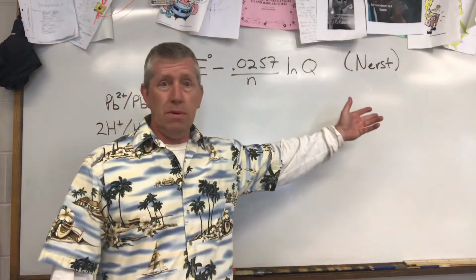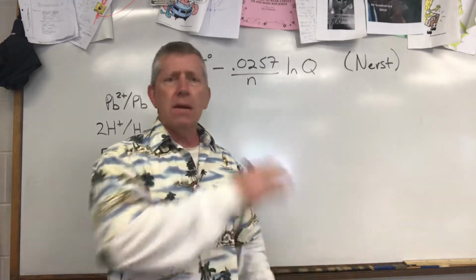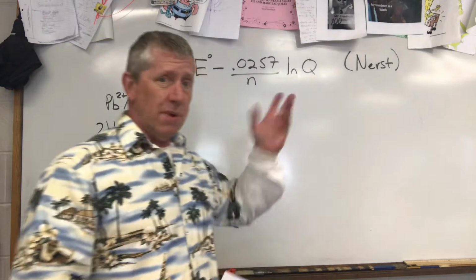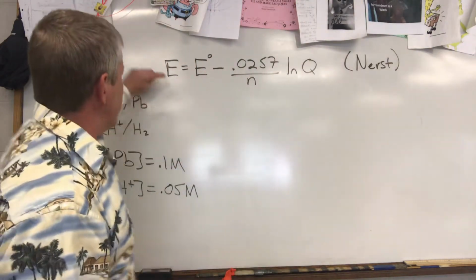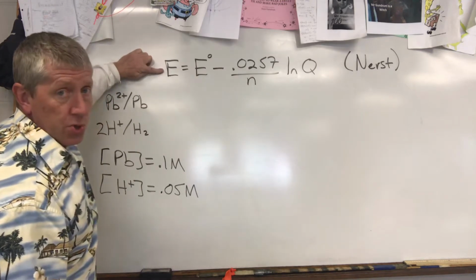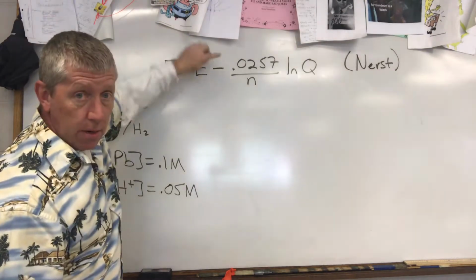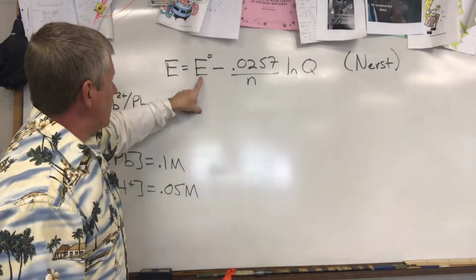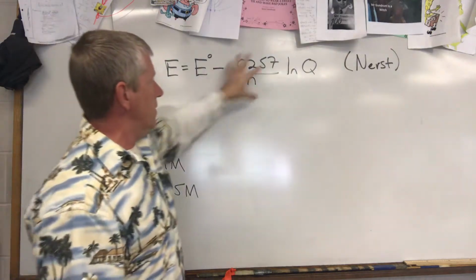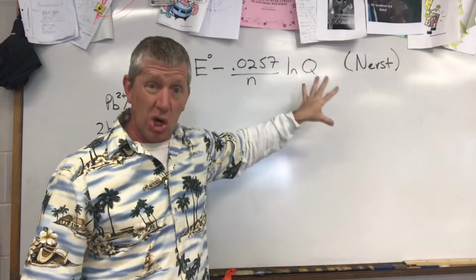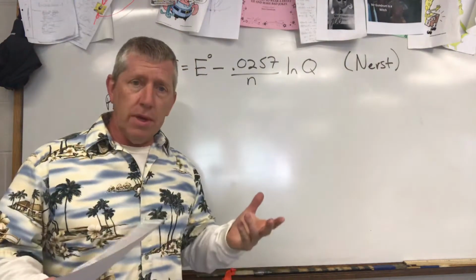Don't worry about how it got derived. Calculus derived, all that stuff. We're just going to have to use it. This equation is going to be used to calculate the voltage produced under non-standard conditions. Notice there's no naught here. That's a 0. We're going to have to take the standard condition voltage produced and subtract an adjustment factor.